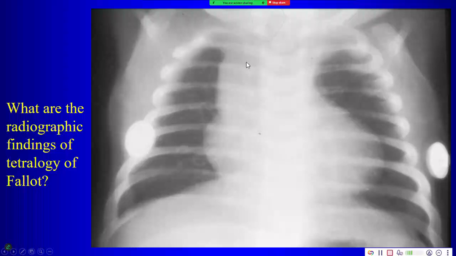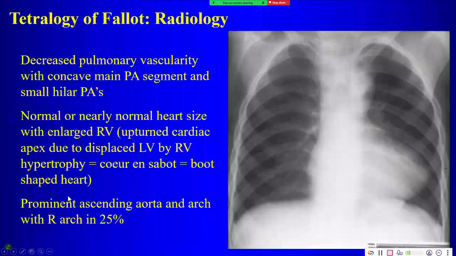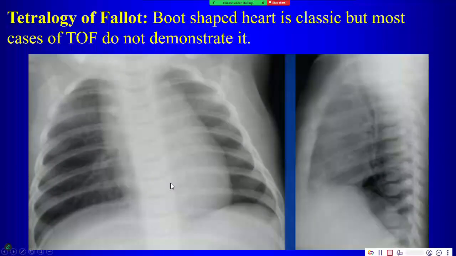Yes, the right aortic arch. So there is a right aortic arch in this case too. So that can also be associated with tetralogy of Fallot. So those are the radiographic manifestations of tetralogy of Fallot: decreased pulmonary vascularity, upturned cardiac apex, the boot-shaped heart, prominent ascending aorta, and there might be a right aortic arch. This one has a left arch, but you might have a right aortic arch in up to 50% of cases.